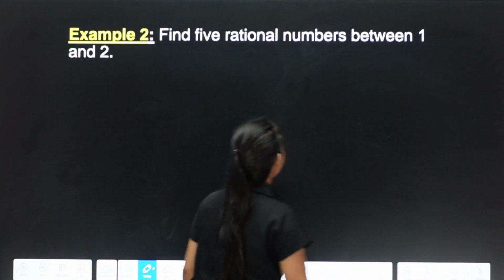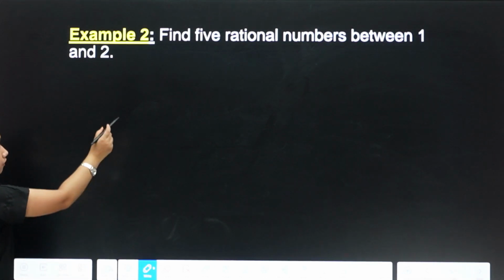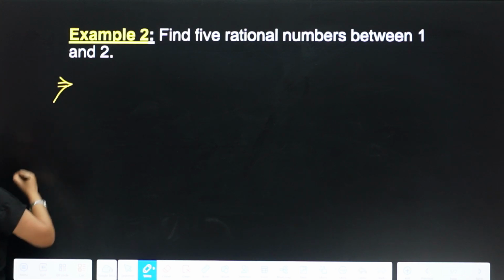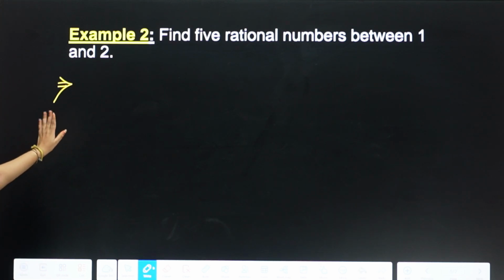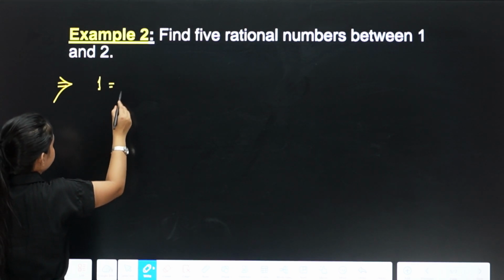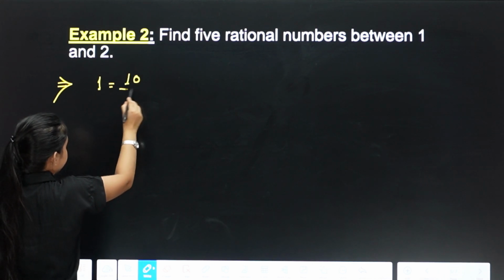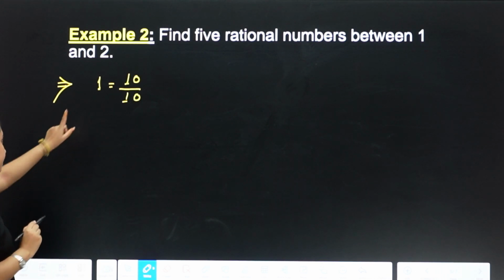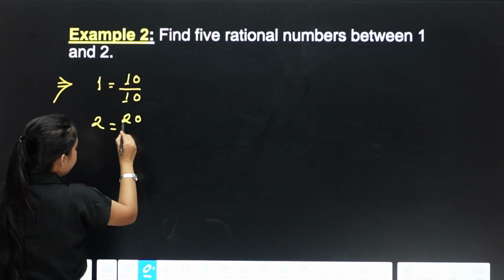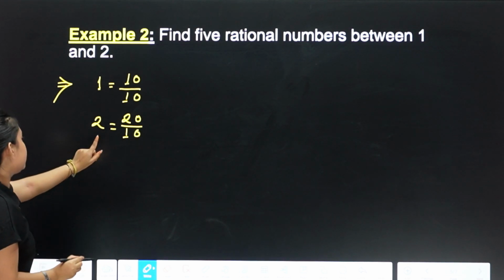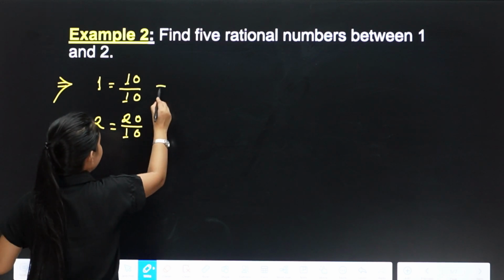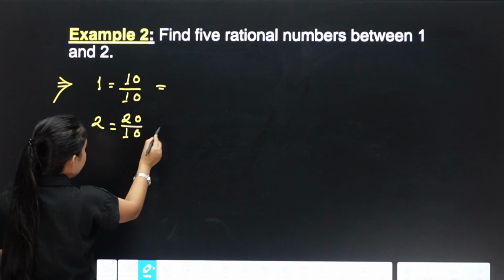So next, come to the next slide. That is, find 5 rational numbers between 1 and 2. First of all, we will write 1 and 2 as fractions. We can write 1 as 10 by 10. Again, we can write 2 as 20 by 10. Can we write it? Yes, we can write 2 as 20 by 10, because if we cut the 0, then it will be 1 and it will be 2.